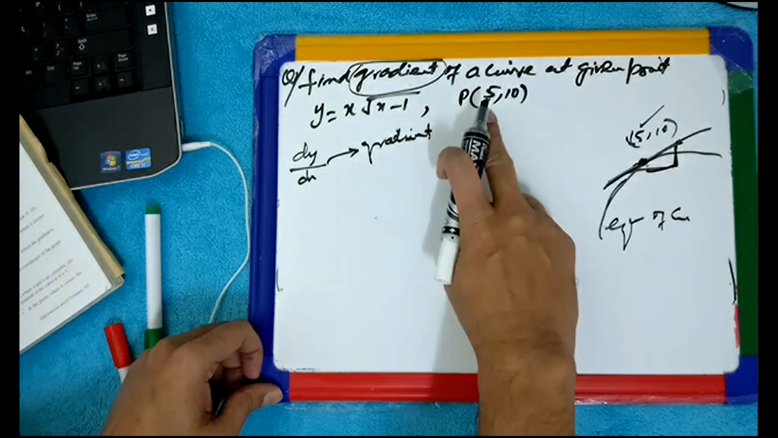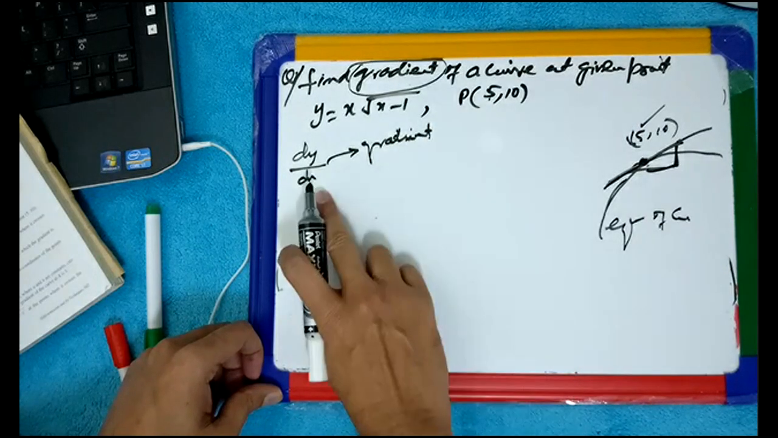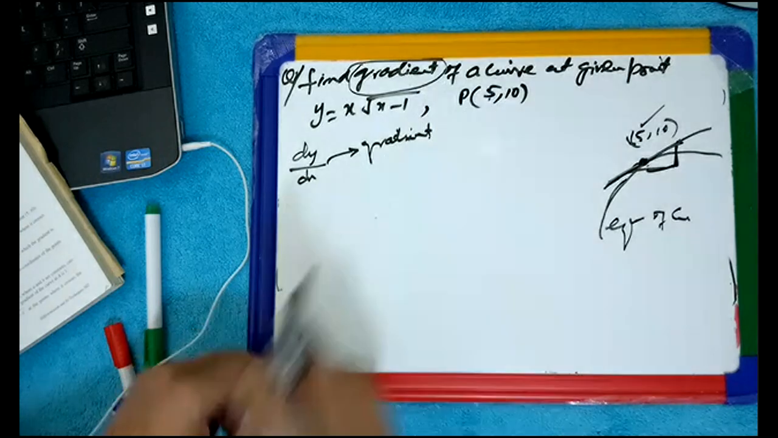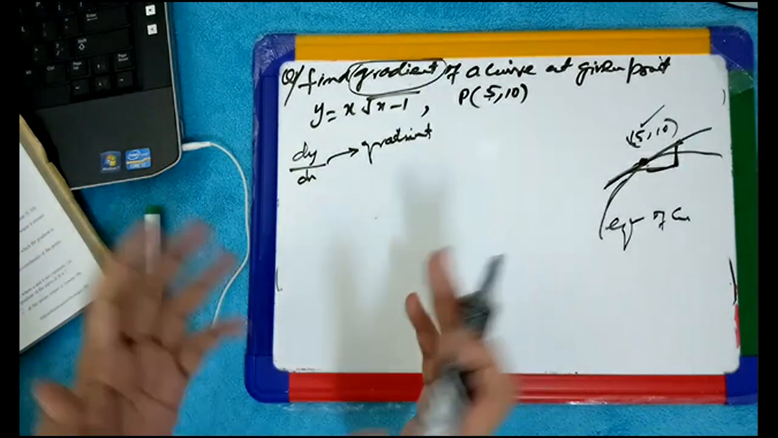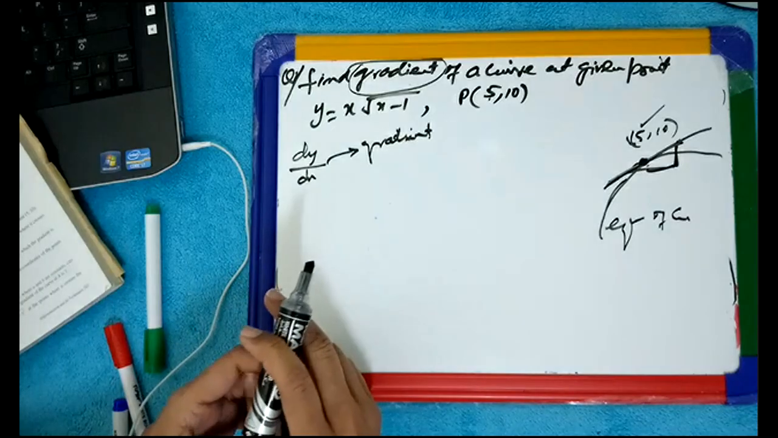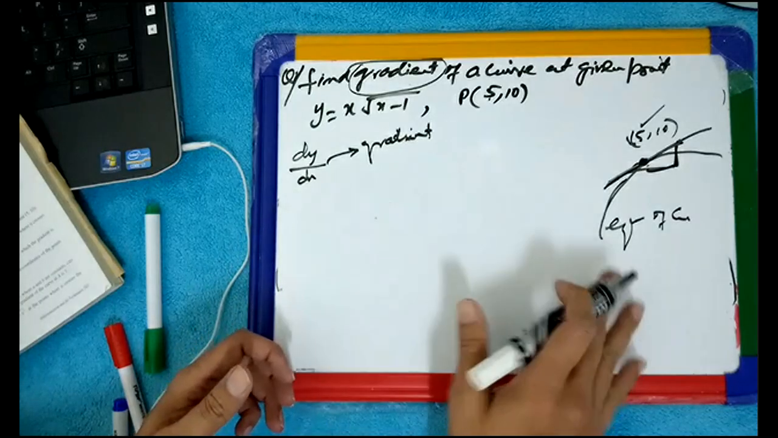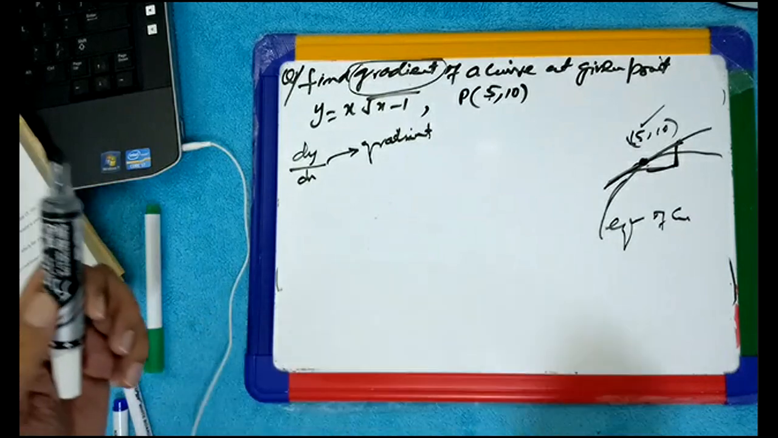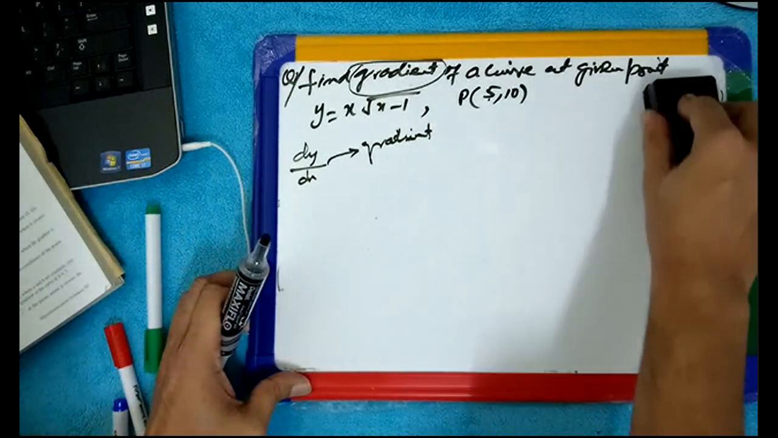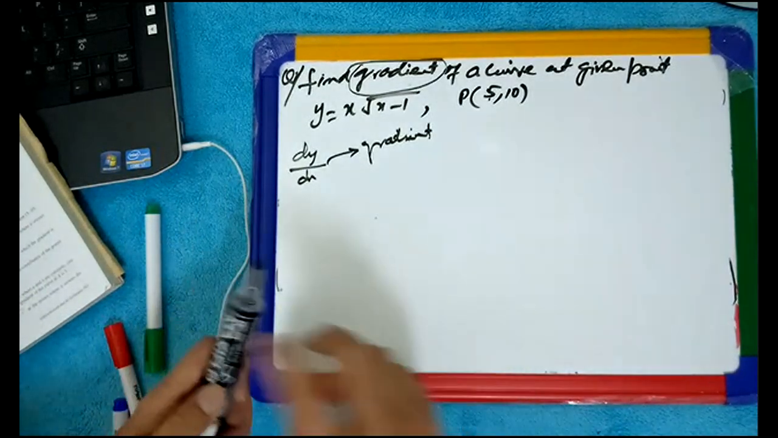In the end of the question, when we find dy by dx in form of x, we will put x equal to 5. And we use the product rule. Yes, product rule. Now I will not write the product rule and everything over here. We will first find the gradient.